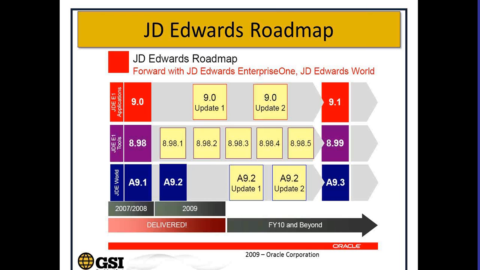World A9.3 has been announced, or at least it's been talked about. They are going to have a 9.3. It's not out and available yet, but they did extend support for A9.2 with Update 2 and EnterpriseOne 9.0 with Update 2 to 5 years from when it was actually released. So for those of you that are concerned about support, you get the 5 years from, I think it was like November of last year.